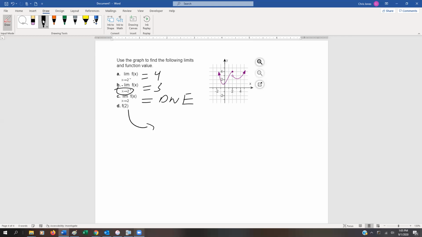Finally, what is the value of f at 2? Well, we just look for the solid dot, and it lines up to 4. Okay, so f at 2 is going to be equal to 4. So hopefully this makes sense as to how we're going to go through and work with these very basic sorts of graphs that work with limits, and how to identify a limit, the definition of a limit, etc.